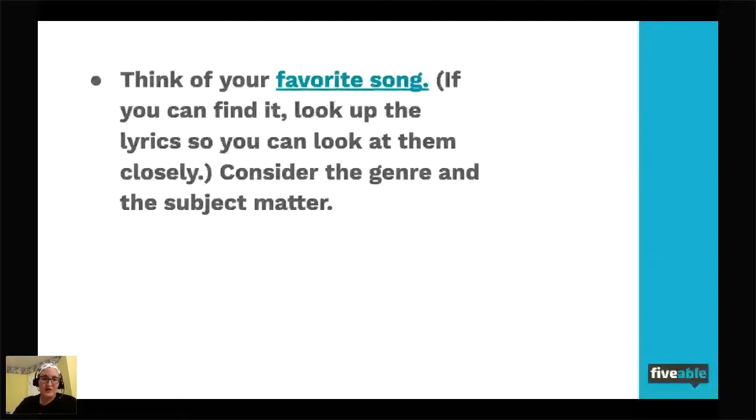And then considering the genre and the subject matter. And just out of curiosity, I probably won't use any of them, but I want to see, what are your favorite songs? Because I always like to see what people like. And you can type it in the chat. You don't have to, but it's fun.